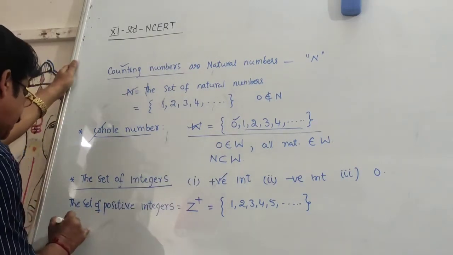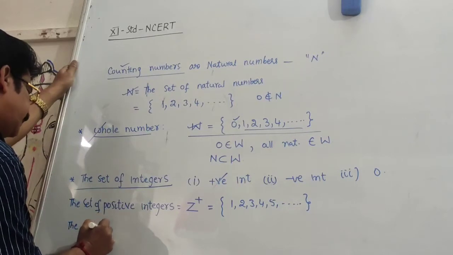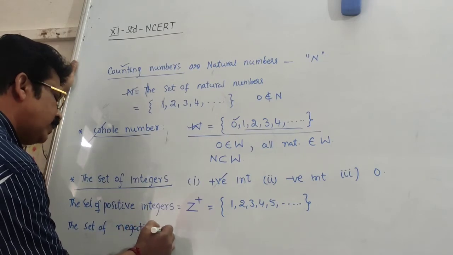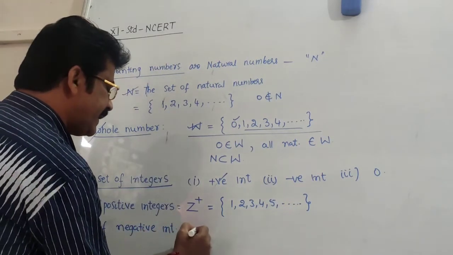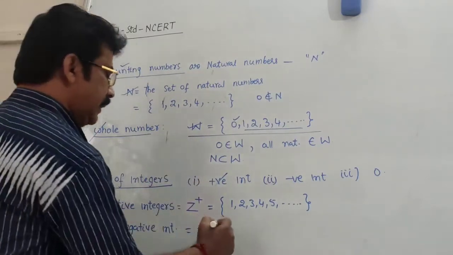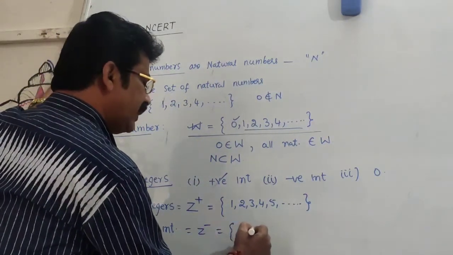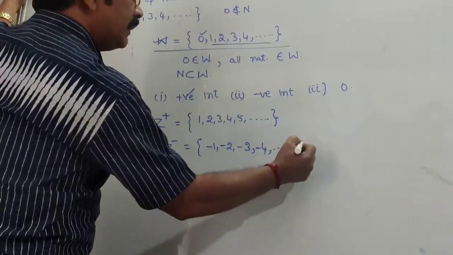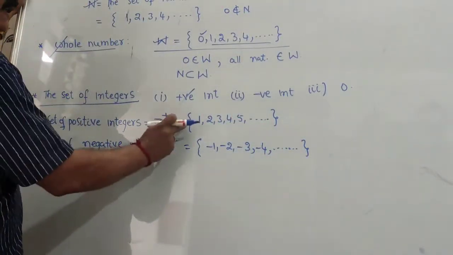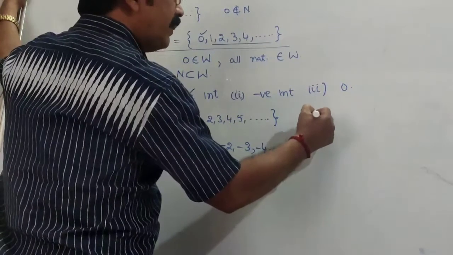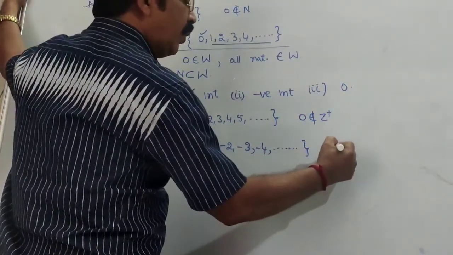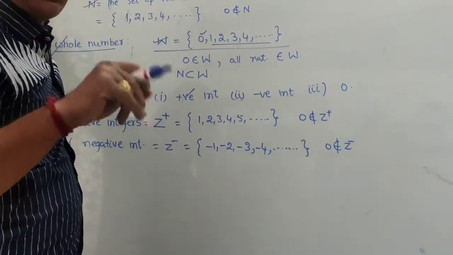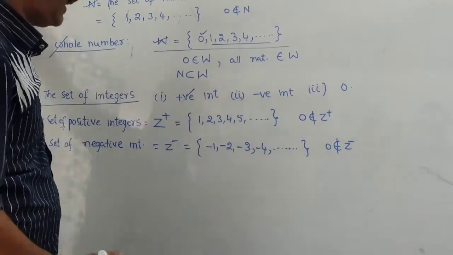Next, the set of negative integers. Actually, it is denoted by Z minus. That is equal to minus 1, minus 2, minus 3, minus 4 and so on, like that. Remember, 0 does not belong to Z plus. 0 does not belong to Z minus. 0 neither belongs to Z plus nor belongs to Z minus.